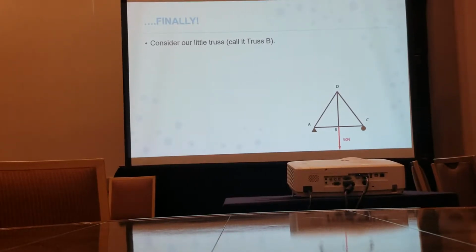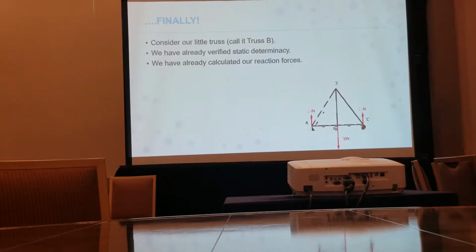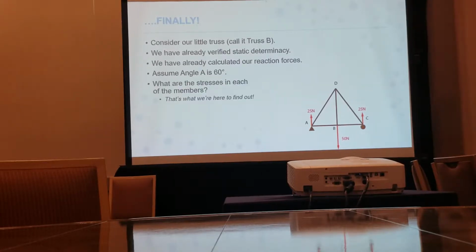So let's go for our little truss, our darling little truss. Truss B, if you will. We've already verified static determinacy. We've already calculated our reaction forces. We already know that angle A is 60. It says assume, but that's just a pedantic mathematics phrase. So what we want to know is what's going on now inside the truss.